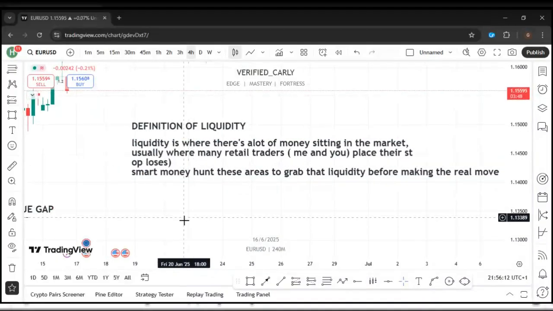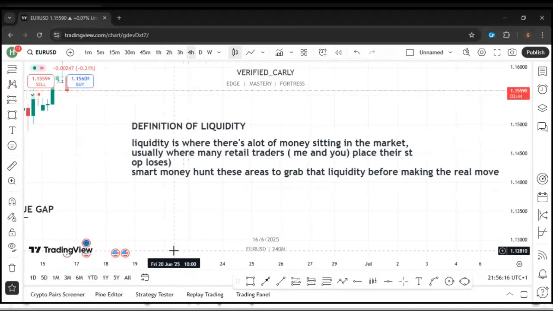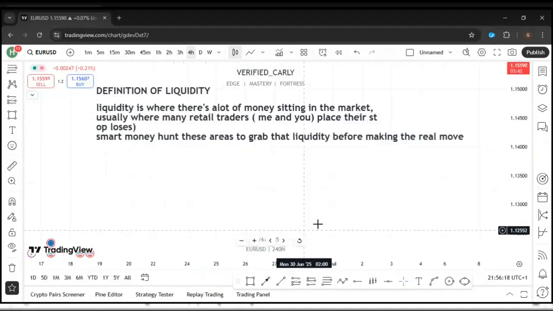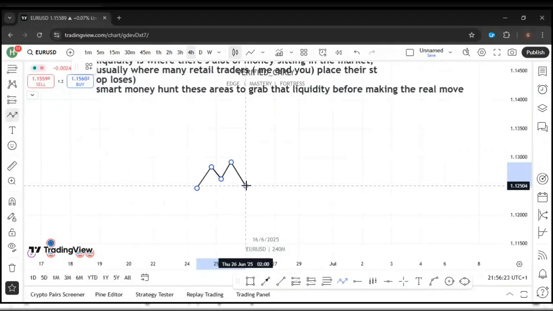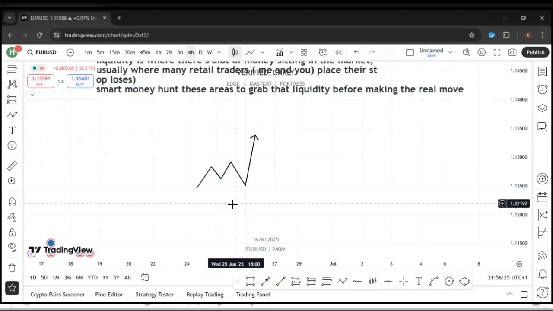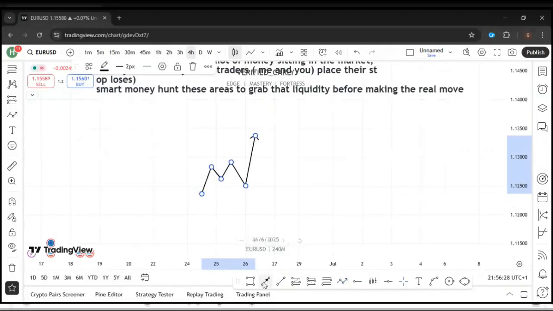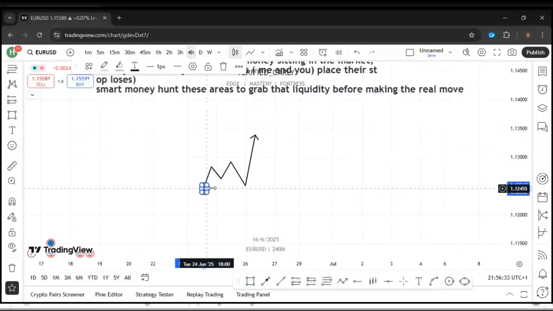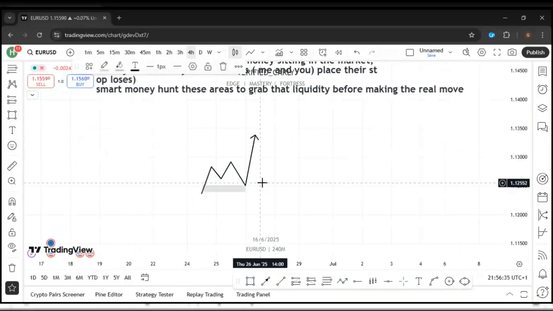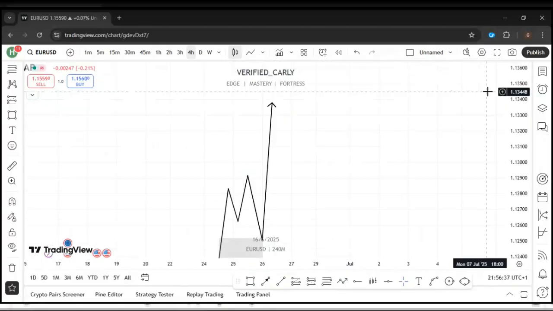So liquidity is where there's a lot of money. It's just like money. When me and you enter a trade at a particular zone, let me draw an example for you guys. Maybe you see something like this, right? And me and you entered at this zone. Maybe there's another block here, and there are many people, plenty of people, that entered at this zone.